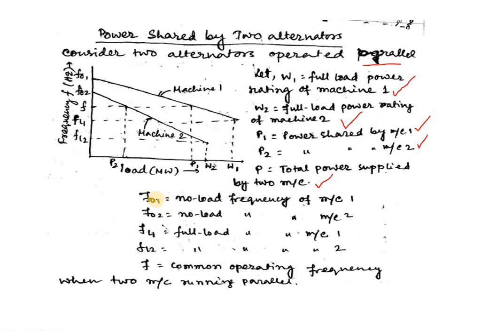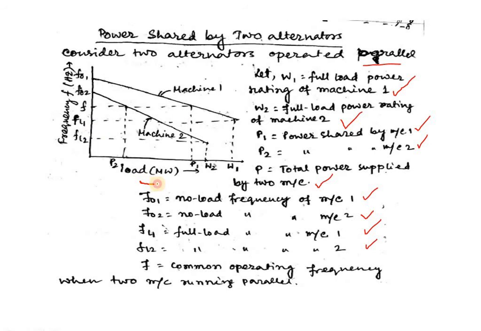Now, F01 is the no load frequency of alternator 1. F02 is the no load frequency of alternator 2, and FL1 is the full load frequency of alternator 1. FL2 is the full load frequency of alternator 2, and F is the common operating frequency when the two alternators are running in parallel. So this is the load frequency characteristics.